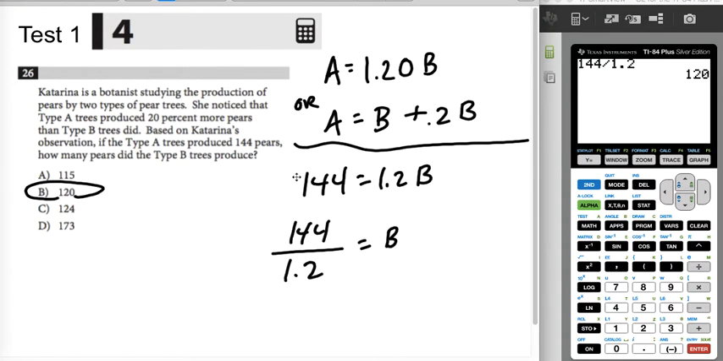Another way to do that: let's say your brain was like, hey, I don't get that. That's fine. You could say, hey, what if this was B? Well, then you could multiply by 1.2 and get what A would be, and you could see which of these answers would give you the correct A.